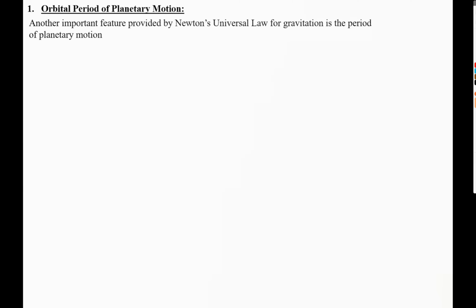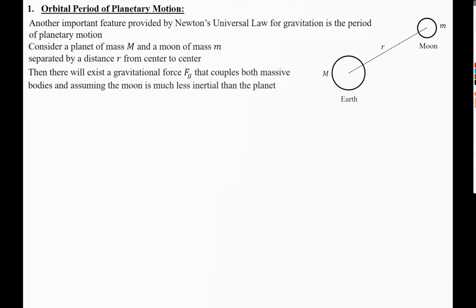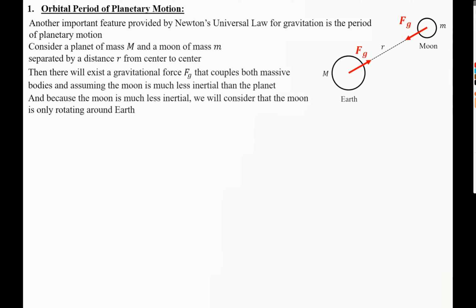Another important feature provided by Newton's universal law of gravitation is the period of planetary motion. Consider a planet of mass capital M and a moon of mass small m separated by distance r from center to center. Then there will exist a gravitational force that couples both massive bodies, and assuming the moon is much less inertial than the planet, we will consider that the moon is only rotating around Earth. The aim of this section is to determine the orbital period of the moon around Earth.